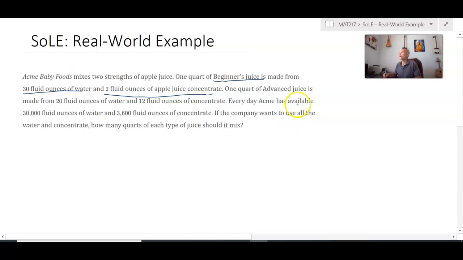1 quart of advanced juice is made from 20 fluid ounces of water and 12 fluid ounces of concentrate. So now we have the second potion here, and these add up to a quart, 32 ounces. That's 1/4 of a gallon. So we have 20 fluid ounces of water and some more apple juice concentrate here. Every day, Acme has available 30,000 fluid ounces of water and 3,600 fluid ounces of concentrate. Okay, so we have limitations. We can't just do whatever we want because we're limited in our resources.